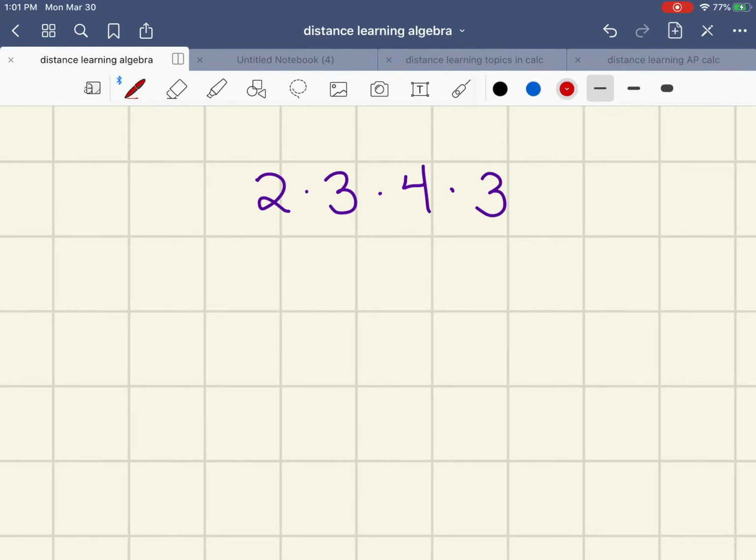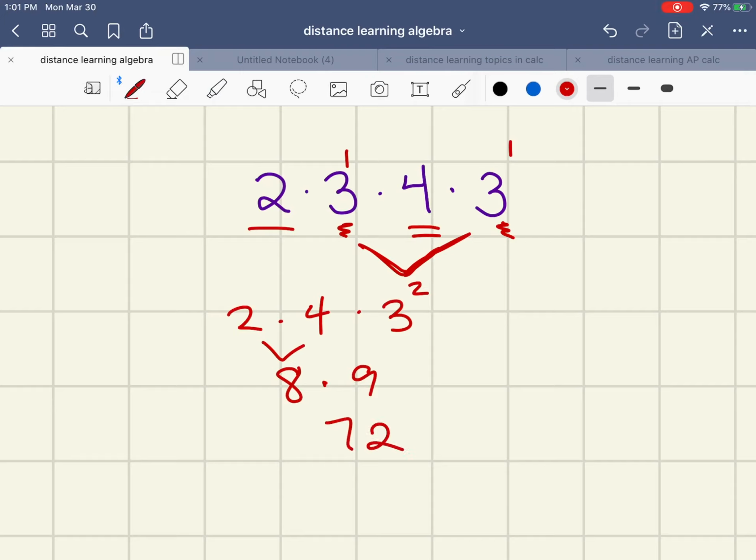Next problem. We have 2, we have 4, and we have 3. The only two that are like bases are the 3's. So 3 to the first times 3 to the first, which would be 3 to the 1 plus 1, or 3 squared. And we'll put the other two numbers out front. And that's really 8. 2 times 4 is 8. And then 3 squared is 9. So the only place where I'm really applying that property is when I'm adding the 1 and the 1 here to get the 2 there.